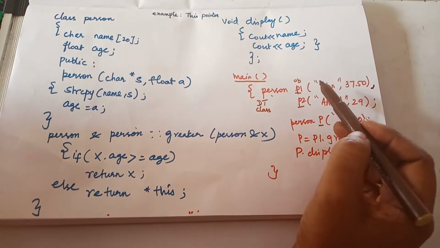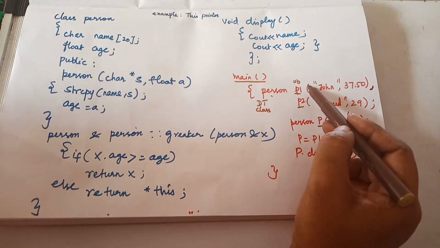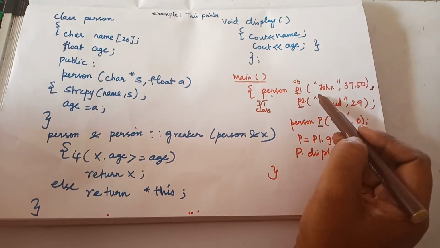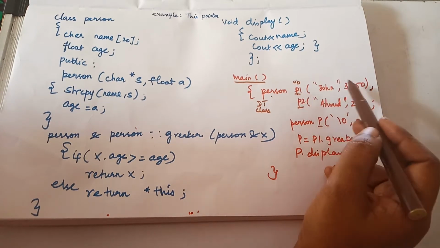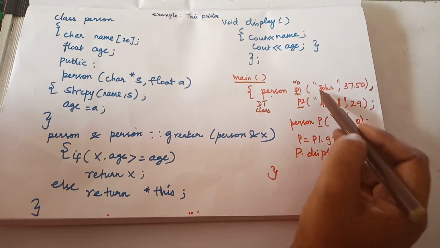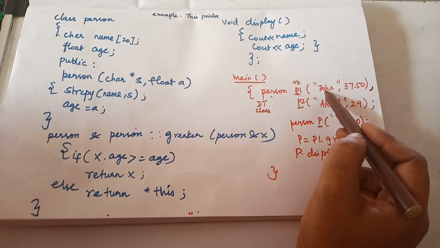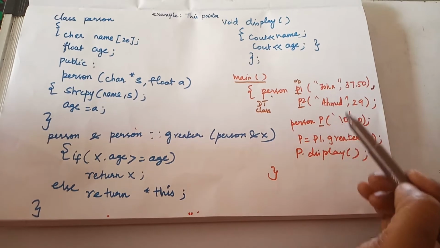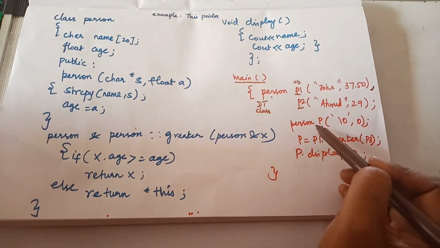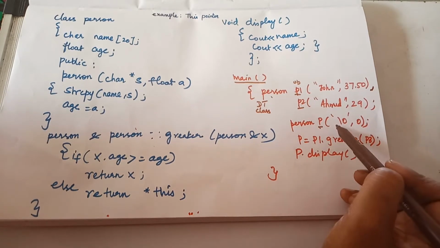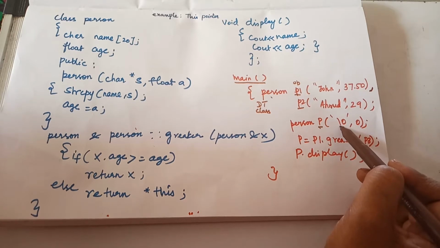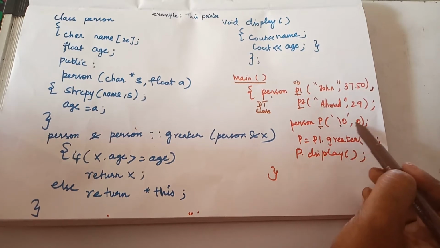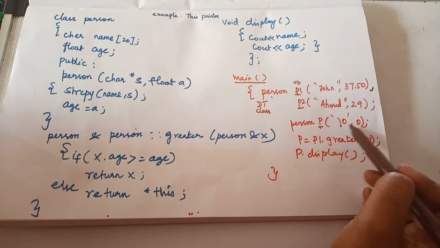P1, P2, here I am passing some values. So you know that these two are the constructors. While creating the object, I am passing the values. So these two are parameterized constructors, I am passing the values. And creating one more object P. This is the default constructor. Here the values are 0. Null character is a character data type, null character 0. So this is the default constructor.